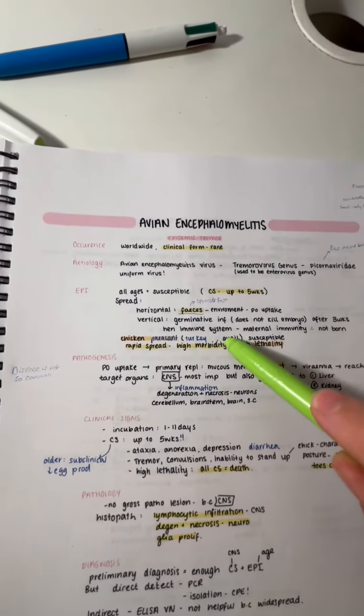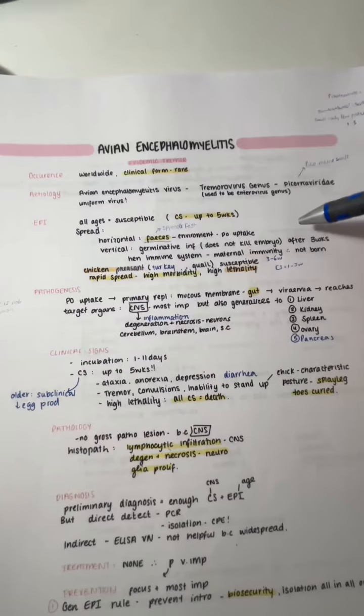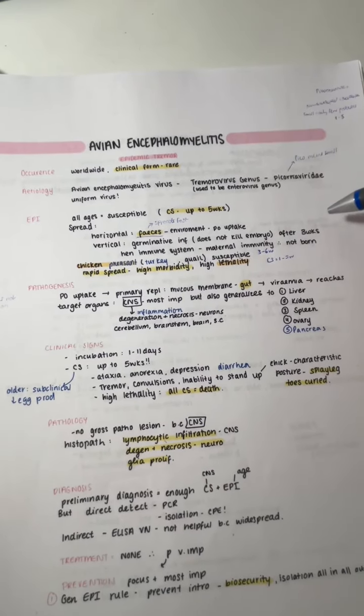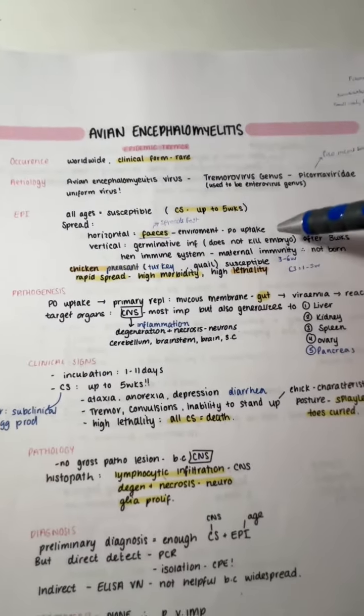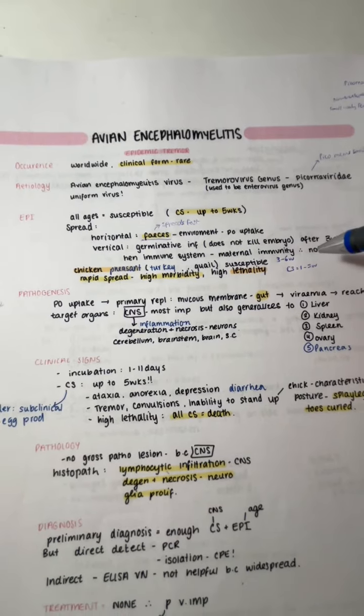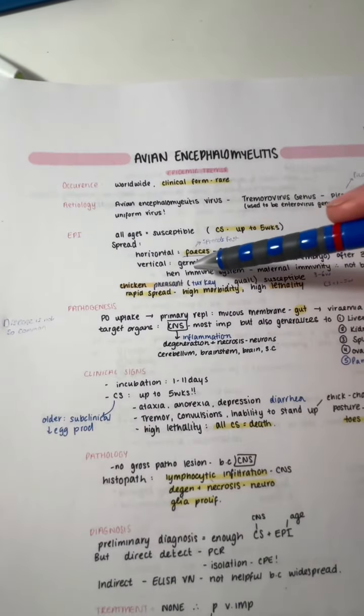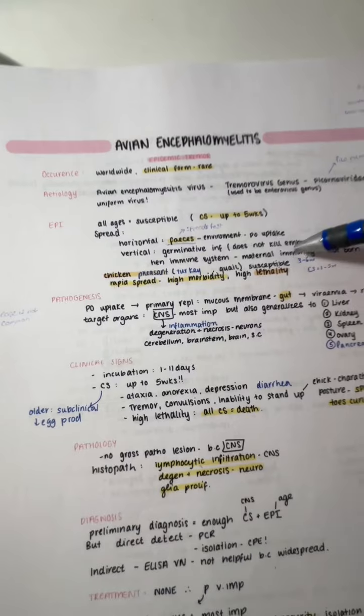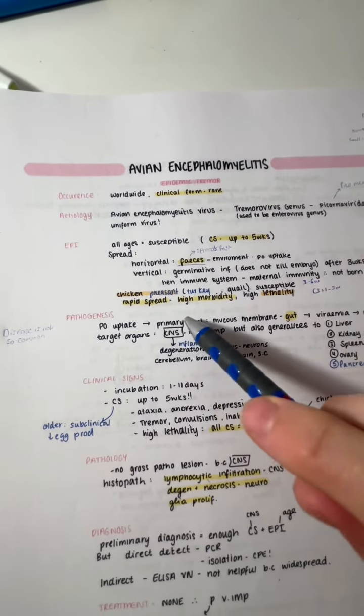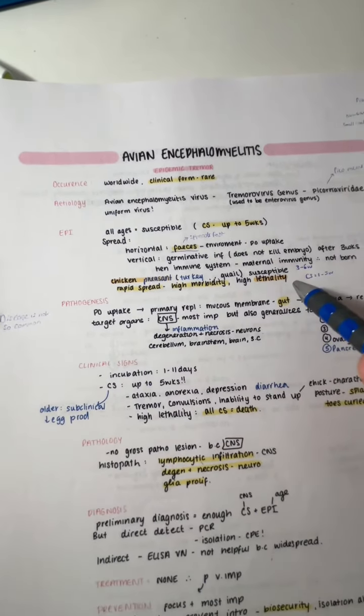There's a germinative infection. It does not kill the embryo though. It can be infected up to 3 weeks after the initial infection. Also maternal immunity, which lasts from 3 to 6 weeks. It only infects chickens and pheasants. It can infect turkey and quail as well. They're also susceptible. It has a rapid spread and a high morbidity and a high lethality.